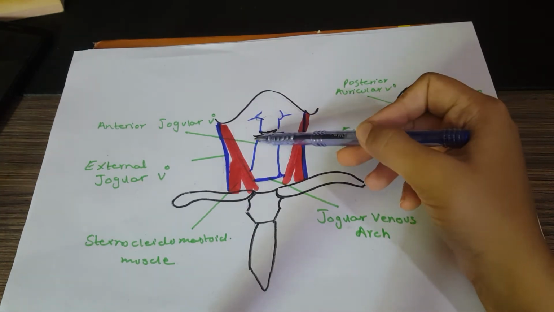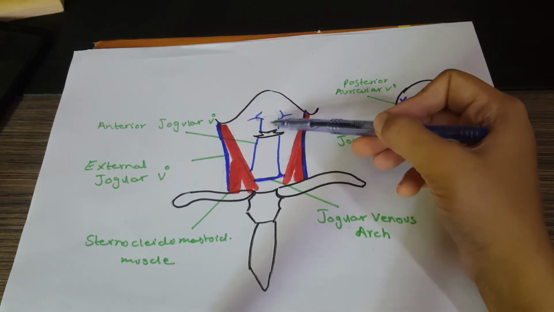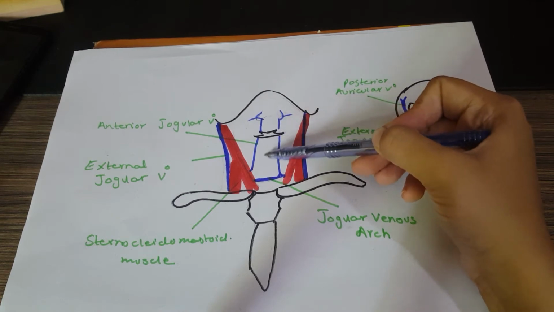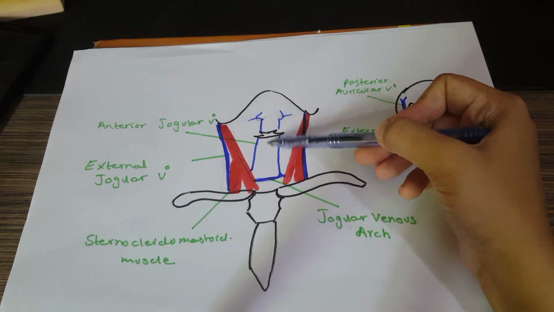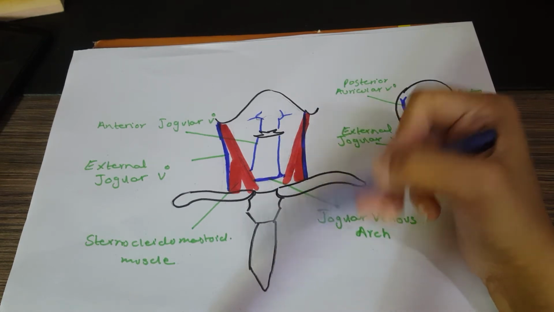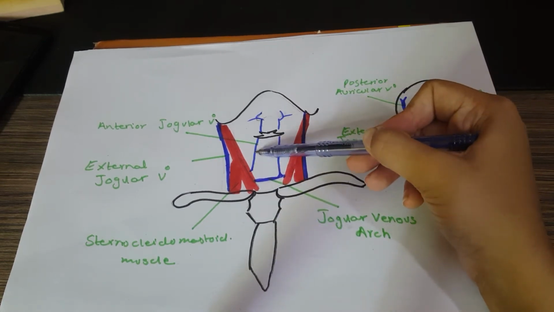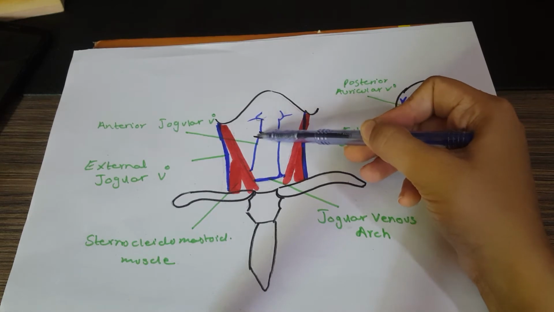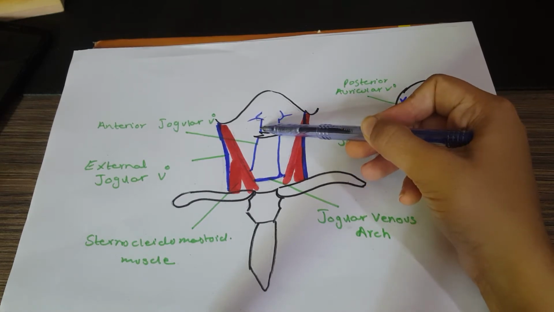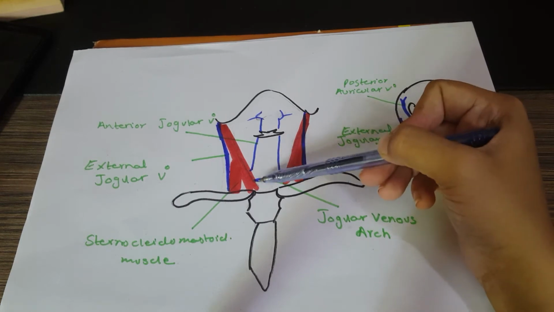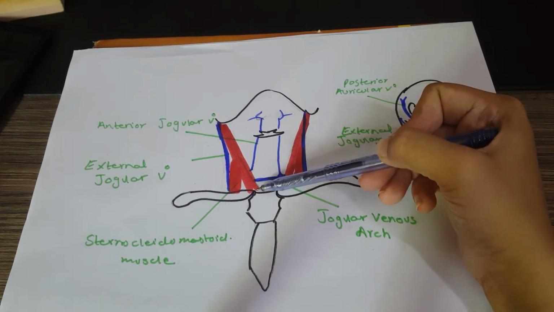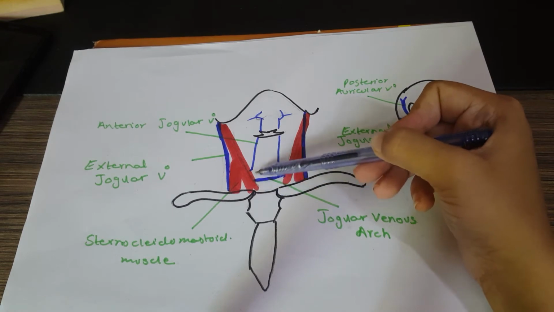The anterior jugular vein descends downward 1 centimeter lateral to the median plane. Okay, this is the median plane if I draw like this, and 1 centimeter lateral to the median plane, the anterior jugular vein is present. The anterior jugular vein descends downward to almost 2.5 centimeter above the sternum.